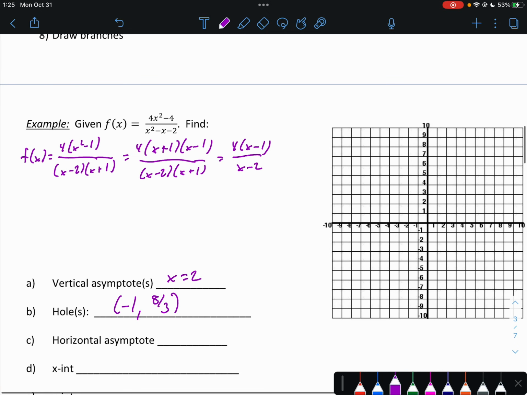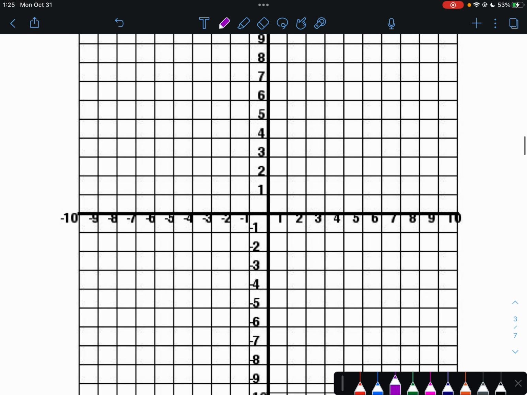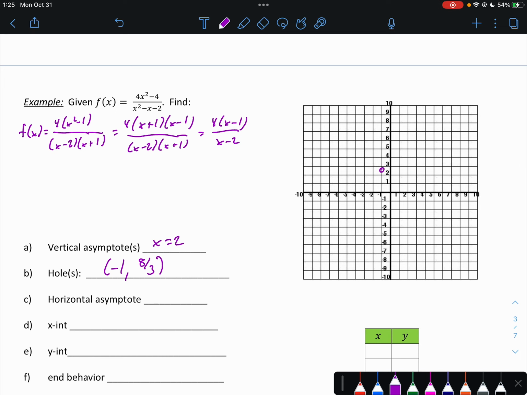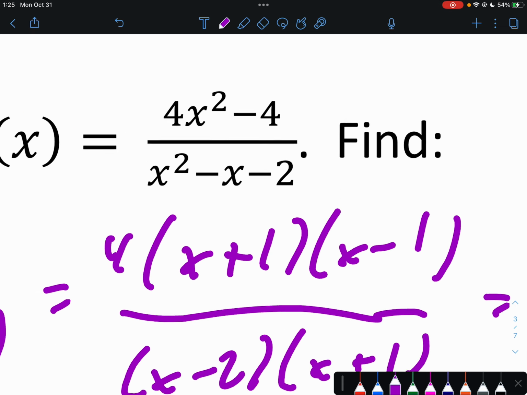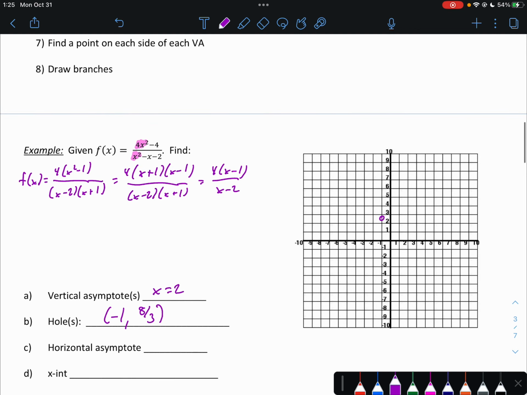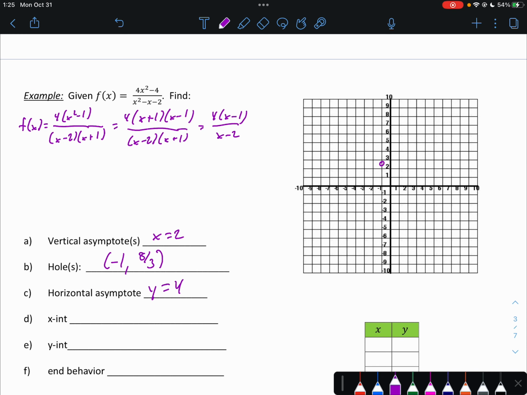I'm going to place that hole on the graph, negative 1 comma 8/3, be right about there. I'm going to make it a hole, an open circle. Horizontal asymptote. All right, so this one we would say is leading coefficient over leading coefficient because the degrees match. So it's 4 over 1. So it's 4. So our horizontal asymptote is the line y equals 4. We'll draw that in a second.